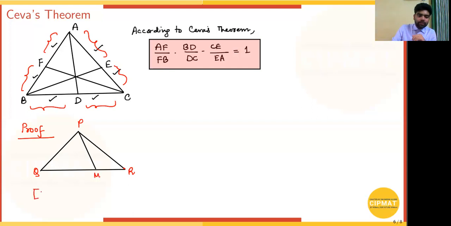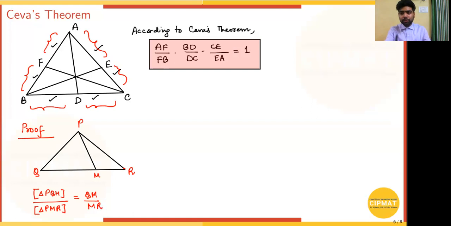Now, can you tell me what is the ratio of the areas of triangle PQM divided by the area of triangle PMR? This is going to be simply QM upon MR. I hope everybody knows this. Why is this true? इसका proof कोई comment box में लिख देना, ठीक है? चलो, इसके बाद हम लोग आगे बढ़ते हैं and let's see the proof of this particular theorem.